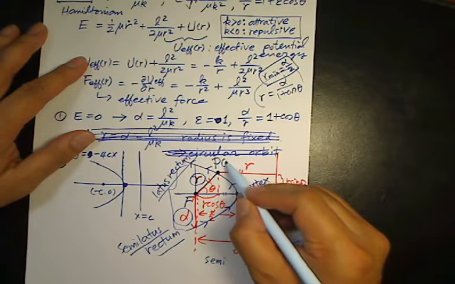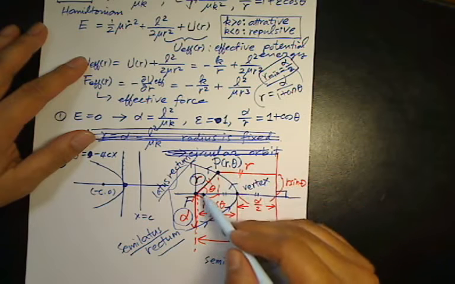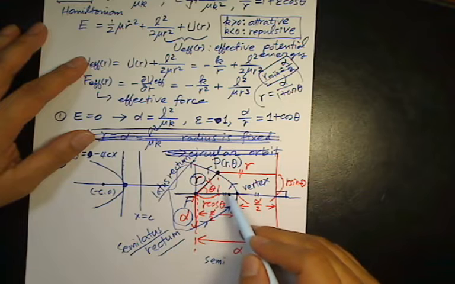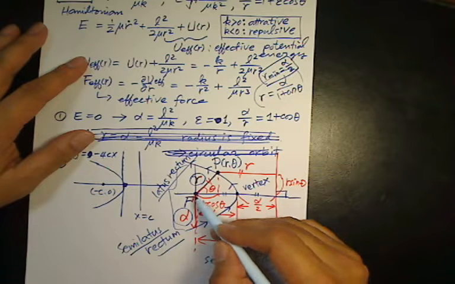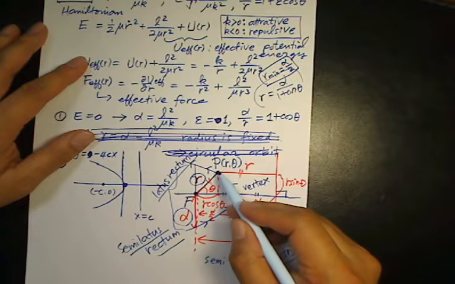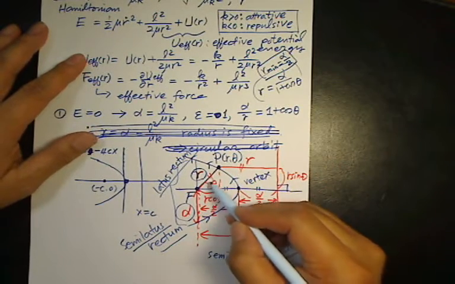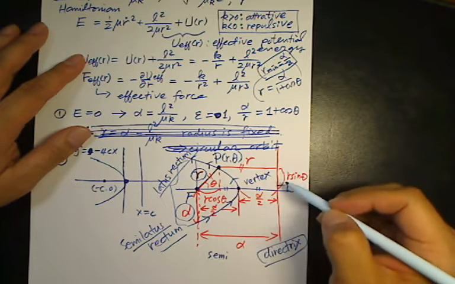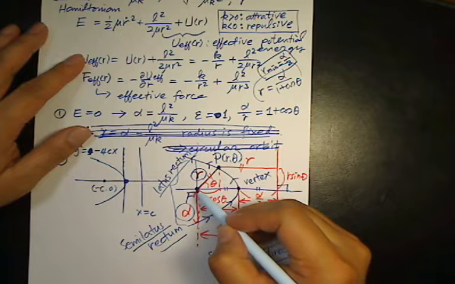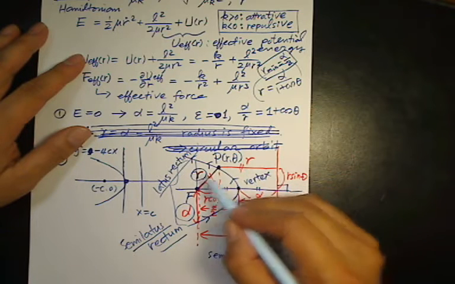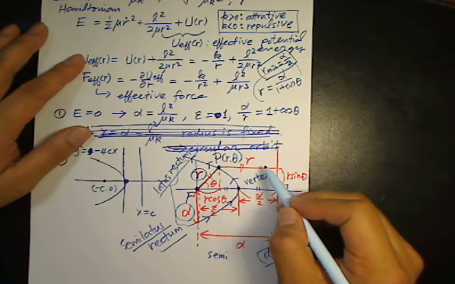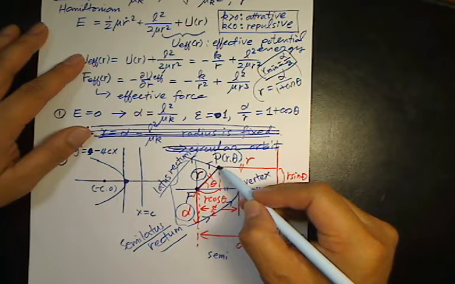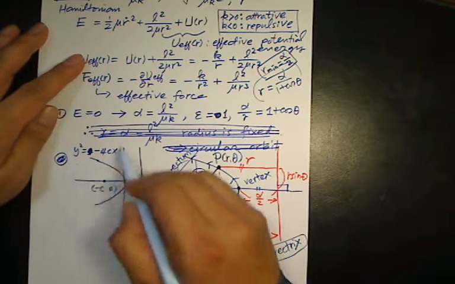Point P of r, theta. This is r and this is theta, the angle between the symmetry axis and the straight line connecting the focus and the point. This is theta. Okay. The distance between the directrix and the point, and the distance to the focus, are the same. This is r, this is r. Okay? Therefore, this distance is the same, then we have this kind of equation.